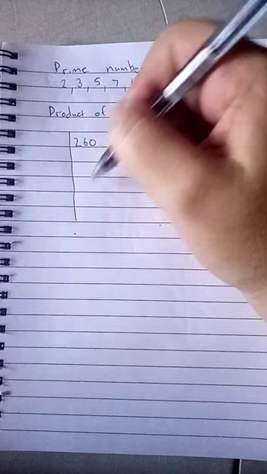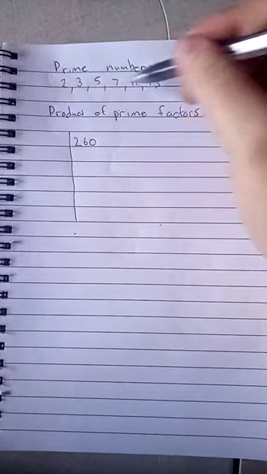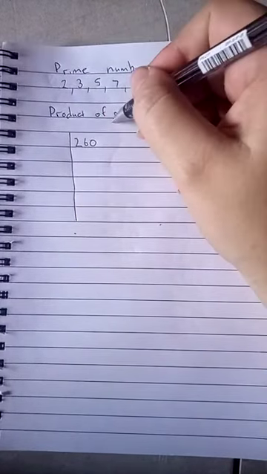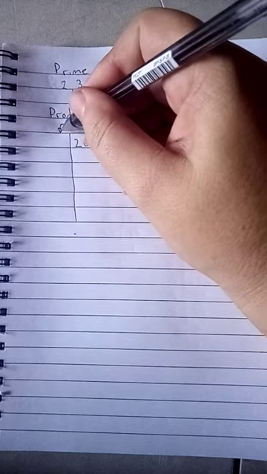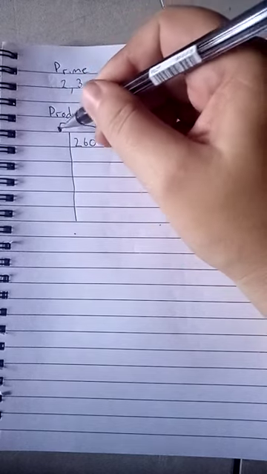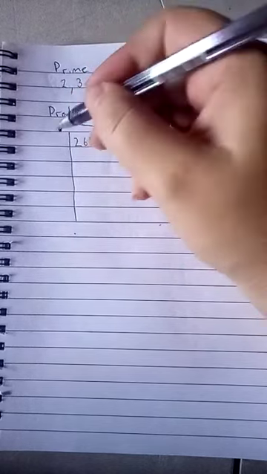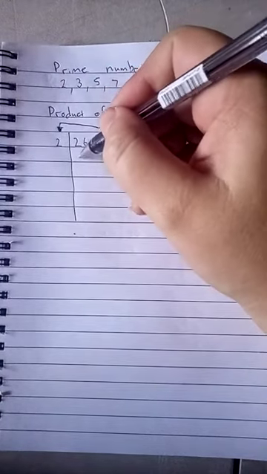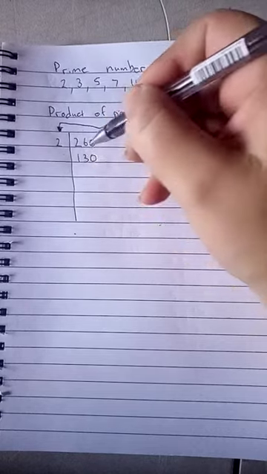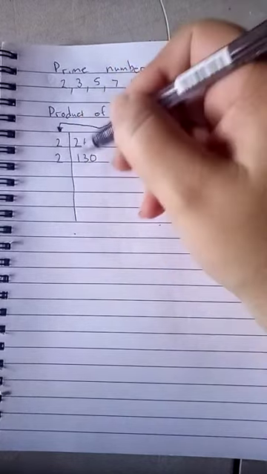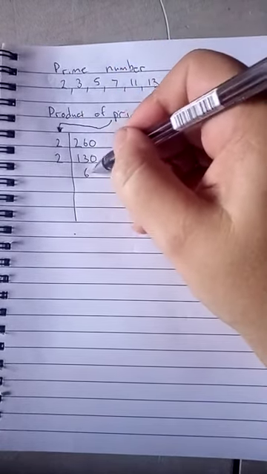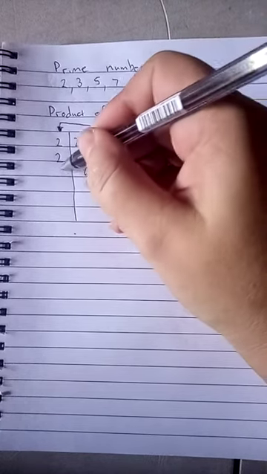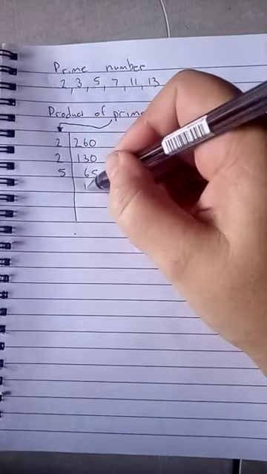So this is called the ladder method, and we're dividing by the prime numbers. So everything on this side must be a prime number. So this can divide by 2. So 260 divided by 2 is 130. Can divide it by 2 again, which is 65. Then we can divide it by 5, and our answer is 13.